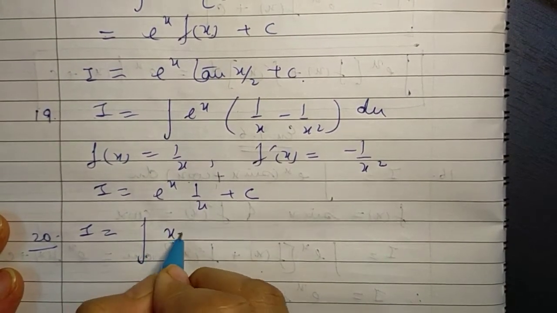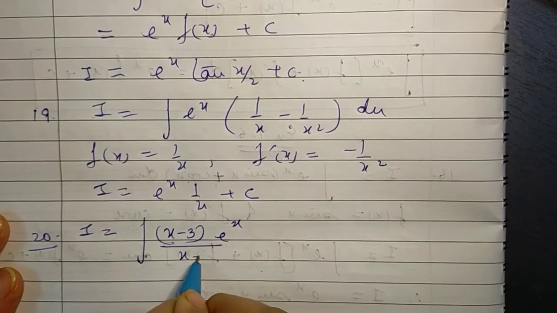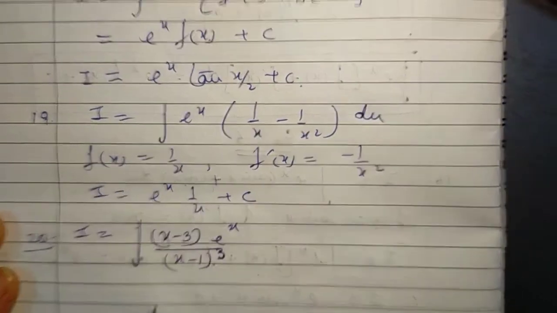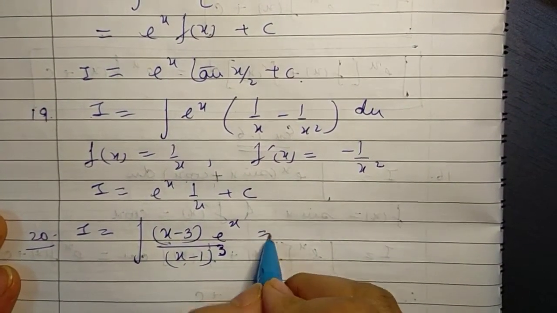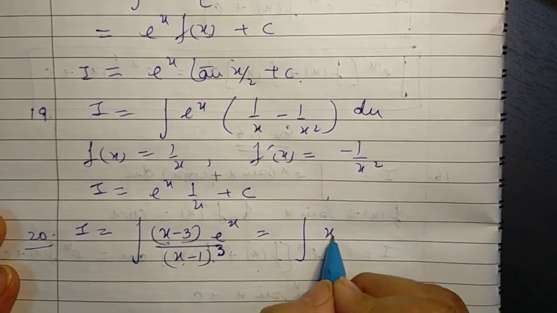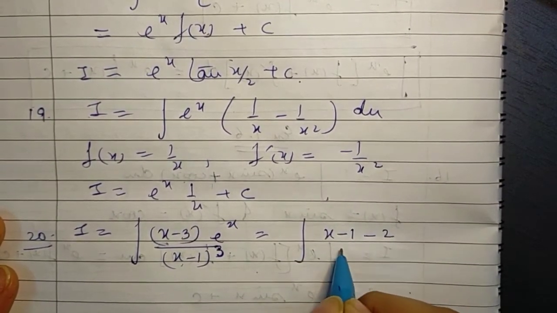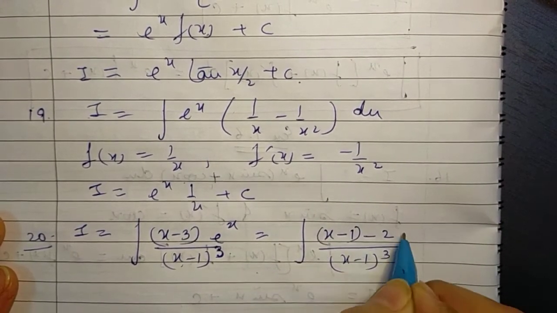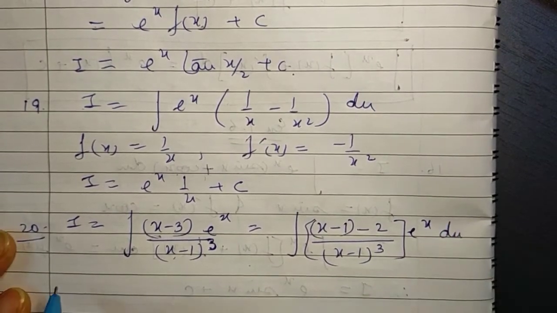Now what is given to us? (x minus 3) e raised to x over (x minus 1) whole cube. Now again, taking the hint from the denominator, that is (x minus 1) whole cube, we want to write the numerator in the same form. So I can write it as (x minus 1 minus 2) upon (x minus 1) whole cube. We put this together and e raised to x is as it is, dx is as it is.